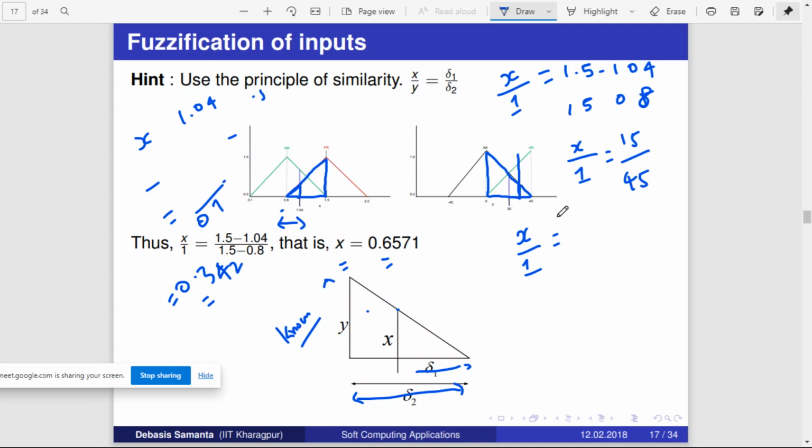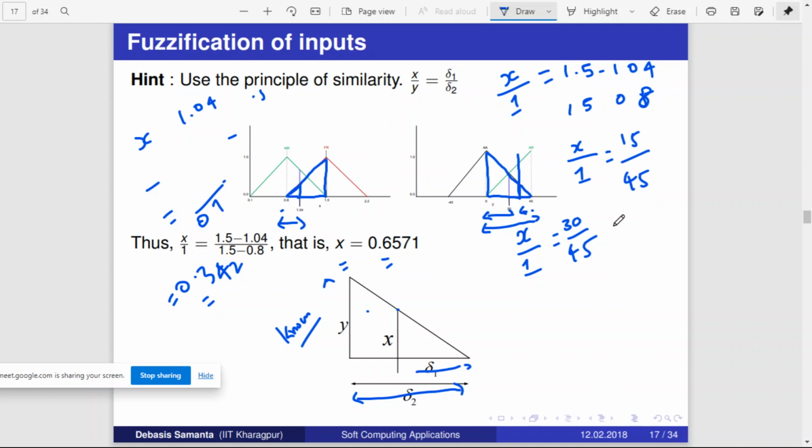Now this is delta 1, and this entire thing is delta 2, right? So yes, sorry, this is delta 1, this entire thing is delta 2, so I think it is 30 by 45. What is 30 by 45? Yeah, so that is how we got this value, right?